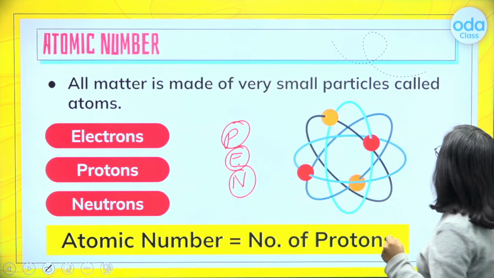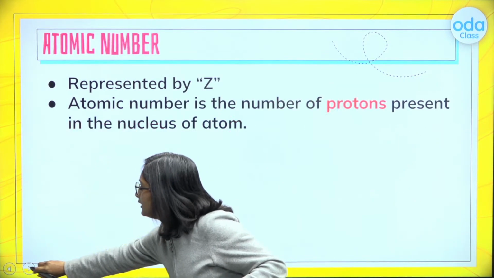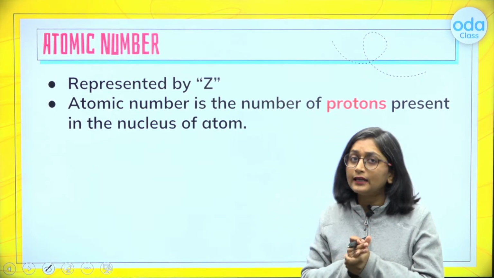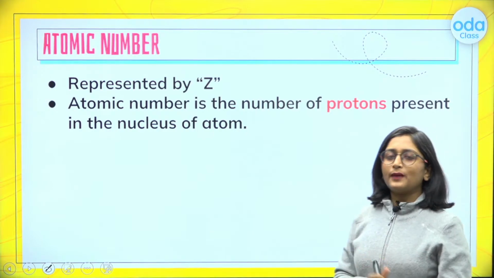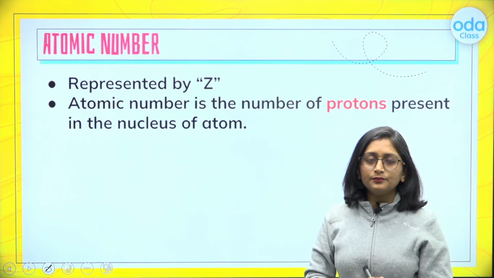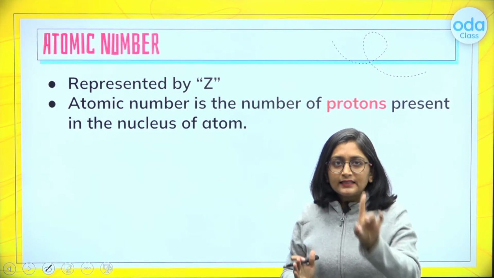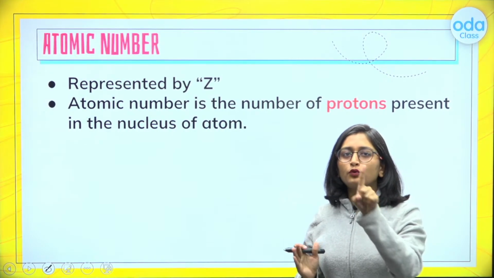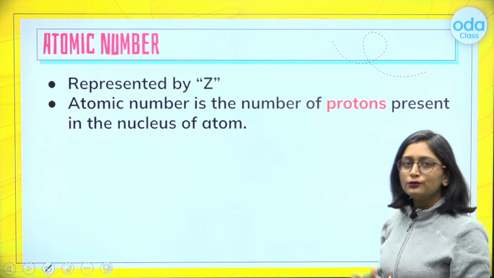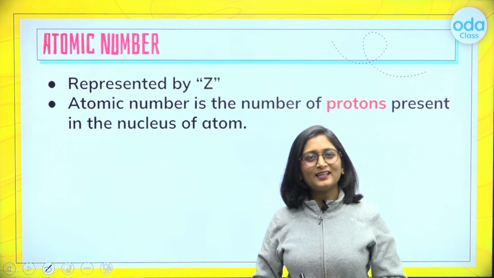Well, how are they arranged, what makes up the entire atom, and how do we calculate the atomic number? The number of protons associated with the atom is the atomic number. So we can say that the number of protons present in an atom is equal to the atomic number. Here you can see that it is symbolized by Z.